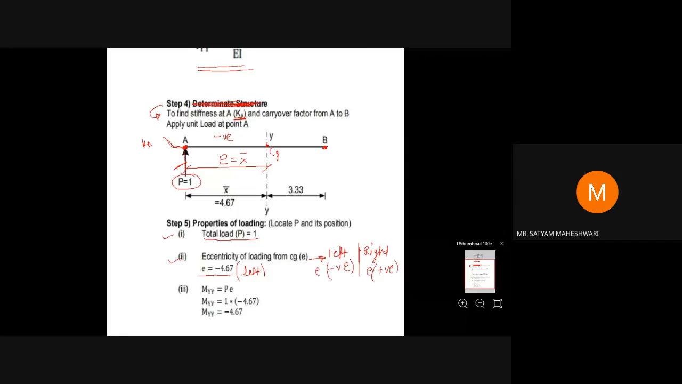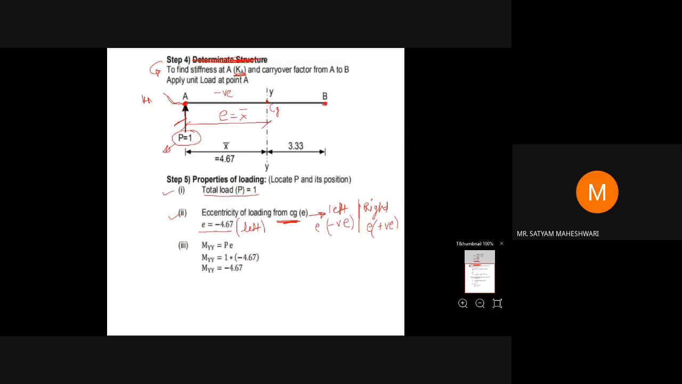For calculation of eccentricity, we always follow this sign convention. See on which side your P is located. If it is on the left side, take it as minus. If it is on the right side, take it as plus. So E is equal to minus 4.67, which is nothing but X bar. Why X bar? Because P is located exactly at A, so the eccentricity from CG is X bar, of this total load. Total load, how much? 1.